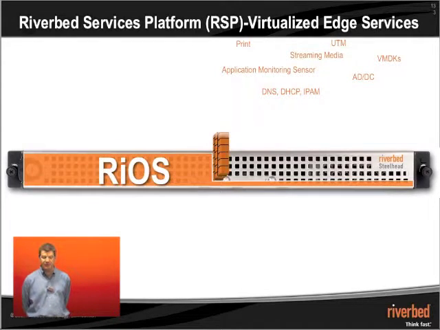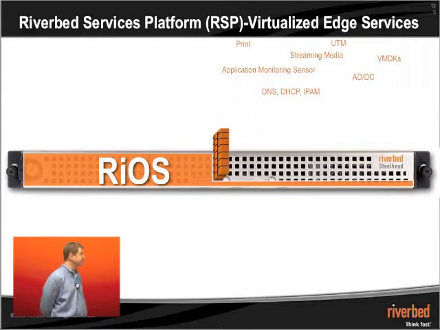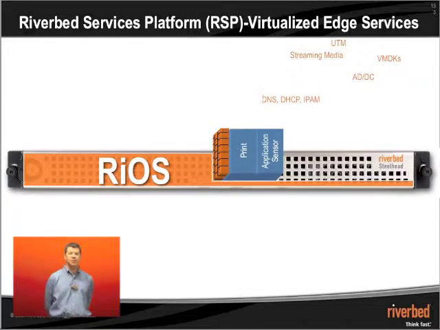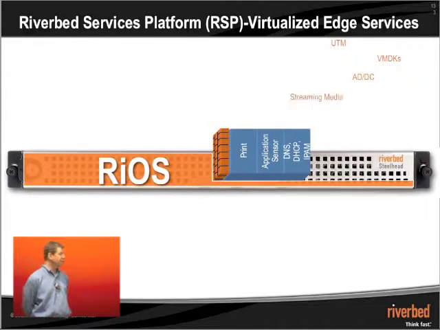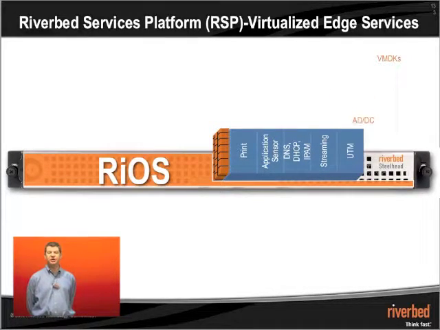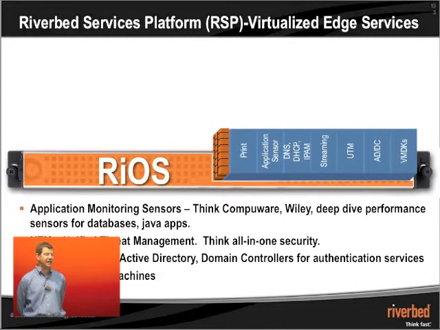I've mentioned RSP. Let's talk about what RSP is. RSP is the ability to run VMware Server 2.0 on the Steelhead appliance and therefore run virtual machines in that VMware environment on the Steelhead appliance at the branch.